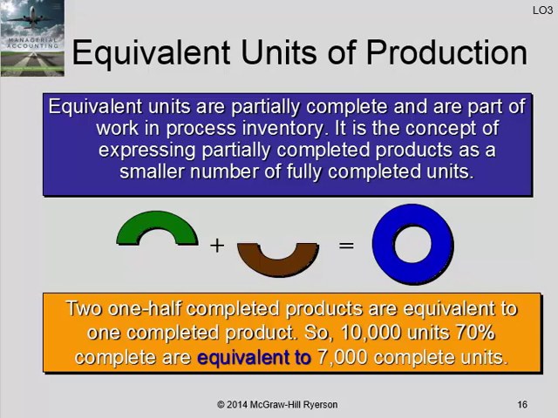So, the easiest example here is to say, look, an equivalent unit is basically two 1/2 completed products are equivalent to one completed product. So in other words, as they're stating here, 10,000 units that are on average 70% complete end up being equivalent to 7,000 complete units. And so that's how we estimate the number of units in our work in process inventory at the beginning and the end of every month.